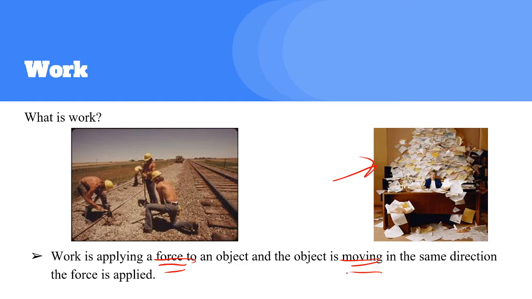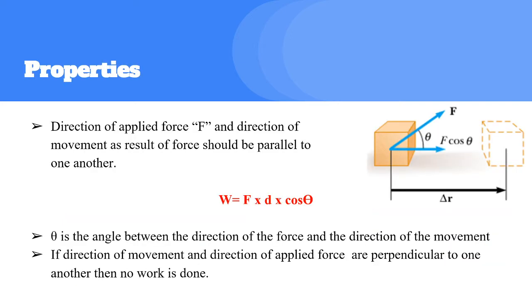But it's not even enough. It has to move in the same direction of the force applied. All right, that's the definition of work in physics. And how do we describe that with variables? Work is shown with capital W.